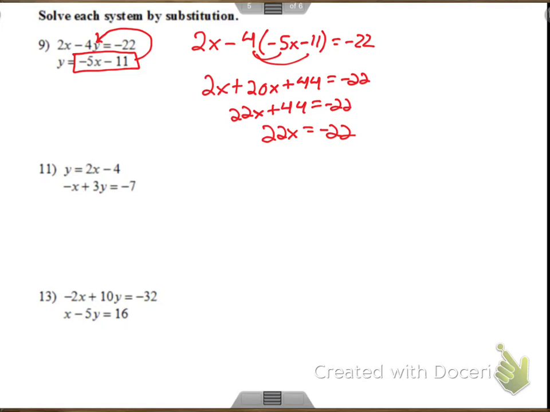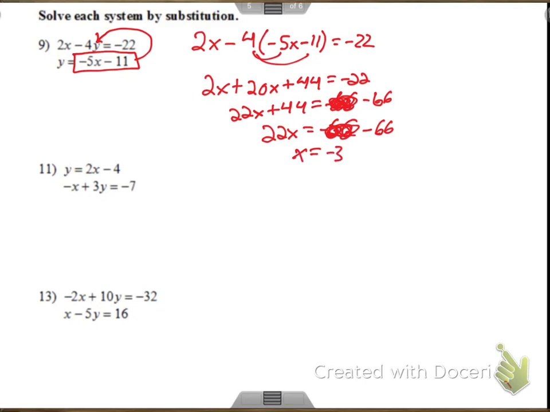Oh, wait, hold on a second. Sorry. I'll subtract the 44, so negative 22 minus 44 is equal to negative 66. So 22x is equal to negative 66. Then I'll divide negative 66 by 22. It's going to give me a negative 3. So my x is going to be equal to negative 3.